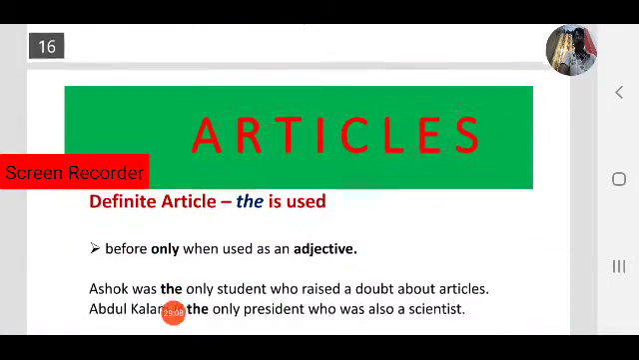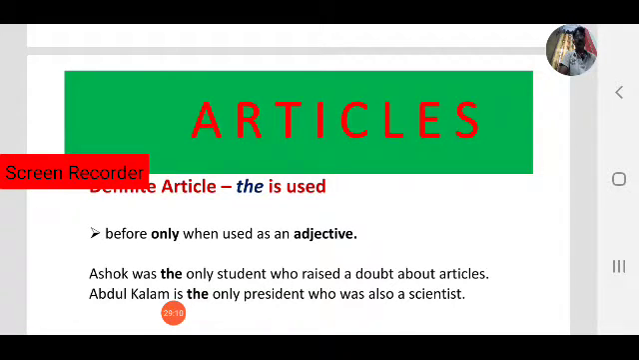Next, the definite article the is used before only when it is used as an adjective. Only is a word. When only is used as an adjective, in that case we use the before only. Here we used it as an adjective. In that case we use the definite article before only.